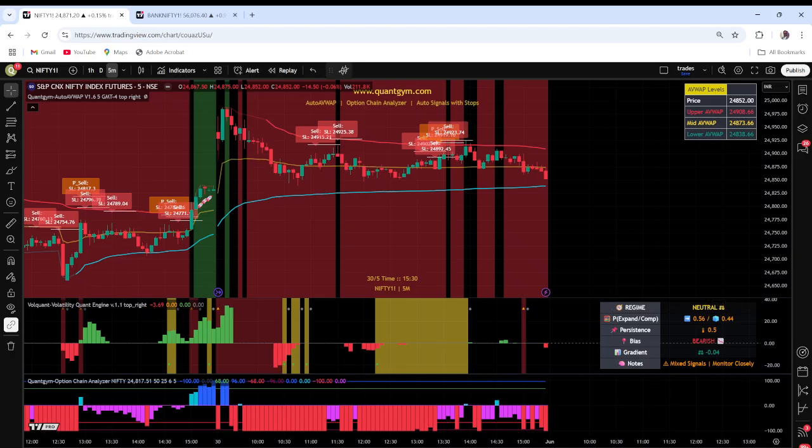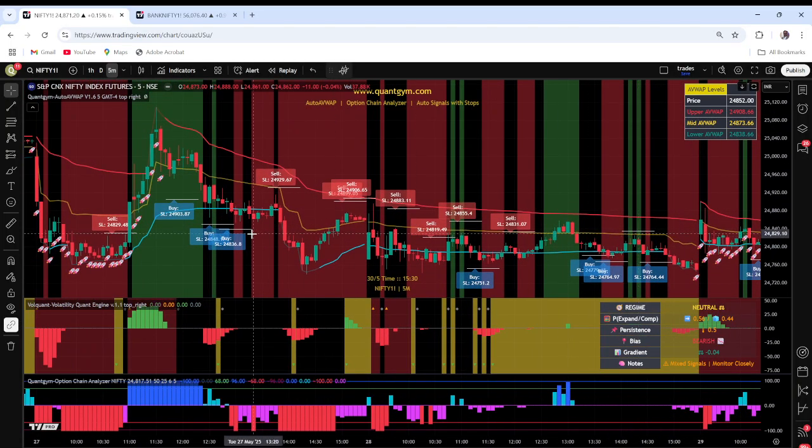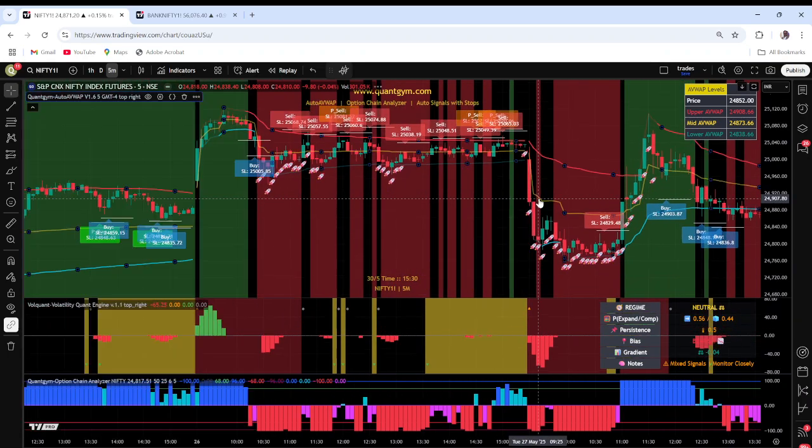What you need to see is what is the regime, what is the persistence, what is the bias, what is the gradient, and obviously the notes. This resolves your problem of seeing this particular box clearly. Now let us come down to what has happened since last Monday. Last Monday was 26th.